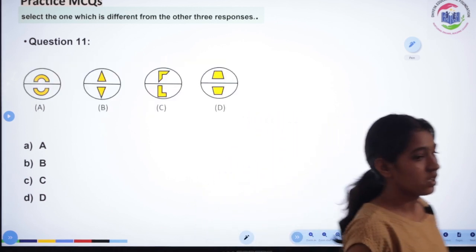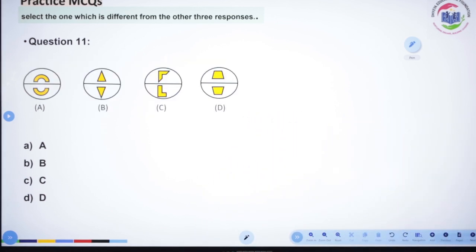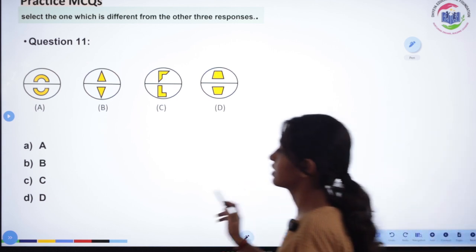Next slide. Tell me which one is the odd one out from this. Option A, B, C or D. Which one do you find the odd one out? If you observe the half part of a shape and the other half, they have symmetry, but only one diagram doesn't have symmetry between them. Which one is the odd one out? Option C is the odd one out.